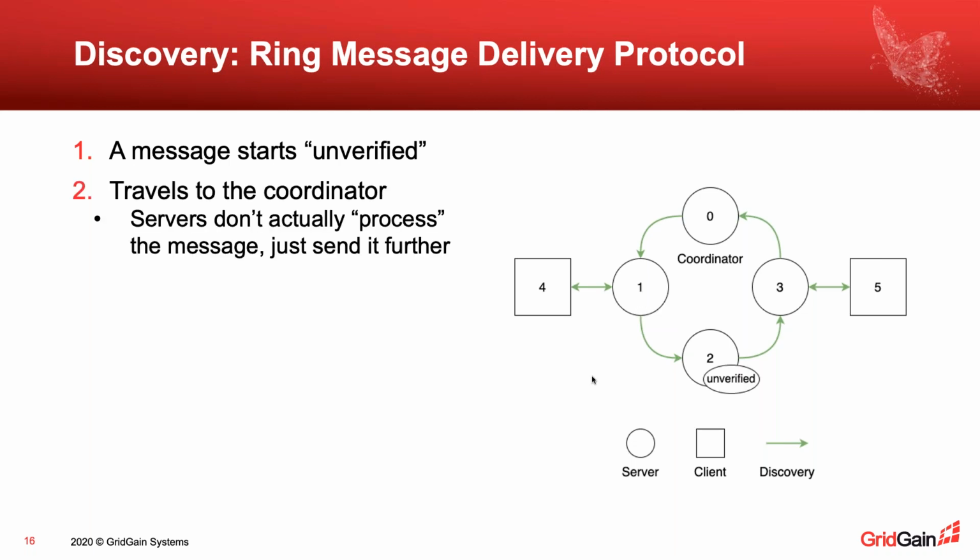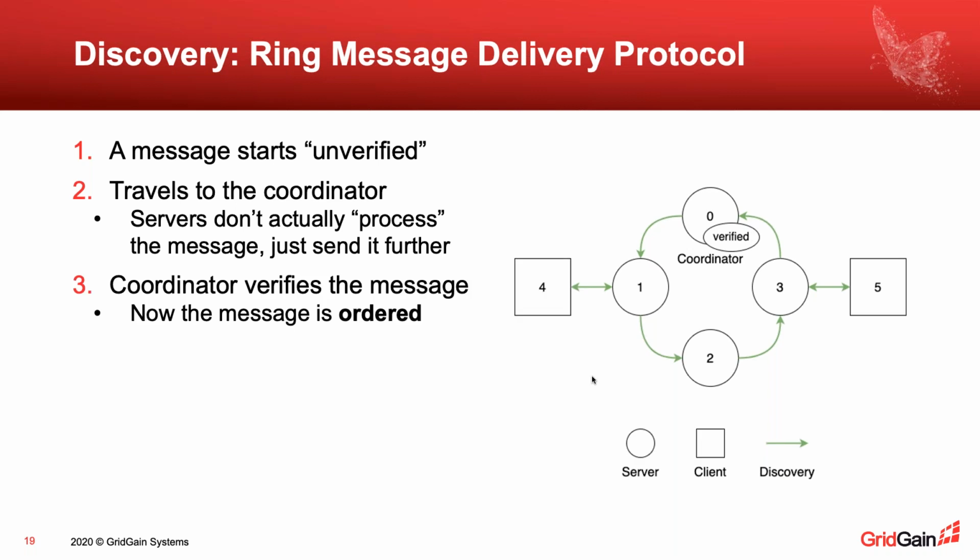So the node number 1 sends a message to node number 2. Node number 2 doesn't process it, sends it further. Node number 3 just sends it further. And here the message reaches the coordinator. The coordinator is the one who processes unverified messages. Coordinator makes the message verified. At this time, we say that the message is now ordered in relation to other messages. We say that a message is considered to have happened earlier than the other message if it has been verified on coordinator earlier.